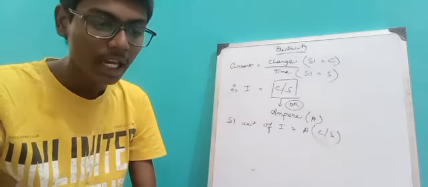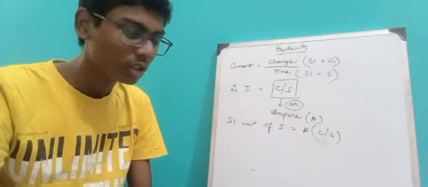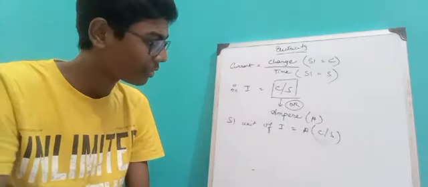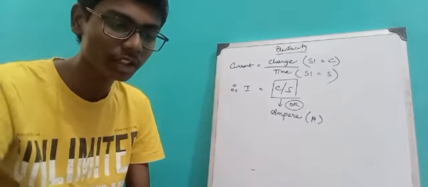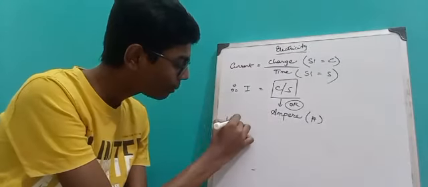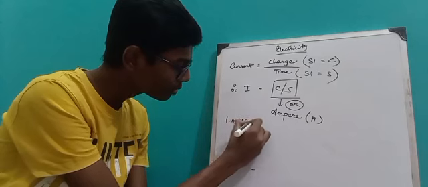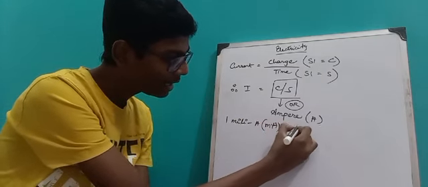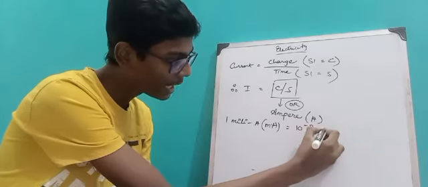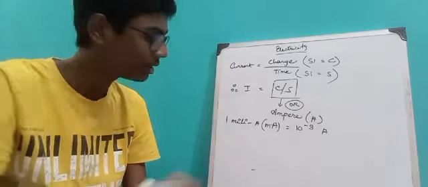Now coming to two relations. The first: 1 milliampere, represented by small m capital A, equals 10 to the power minus 3 ampere.